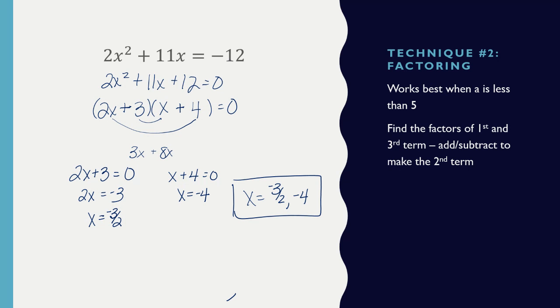Not too bad if you can factor it out. Notice a was less than 5. 2 is pretty easy to factor, and then I can just break the 12 apart and figure out where those numbers need to be positioned.